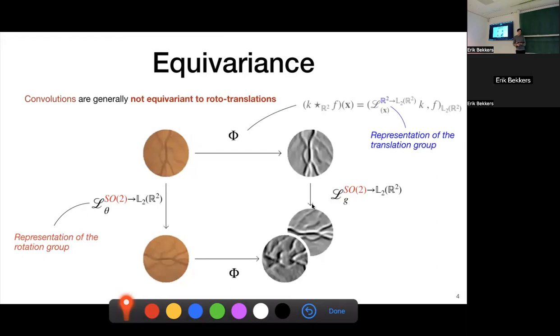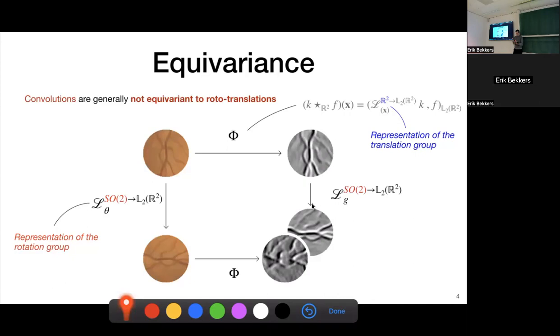But now it's also somewhat obvious that, of course, the translational correlation operator is not equivariant to rotations because, as we see visually here, if we apply the convolution operator and then rotate, we get a different output than if we first rotate and then do the convolution. So we don't have this commuting diagram per se. This only happens, by the way, if the convolution kernel itself is rotationally symmetric. But that's a detail which we might see later.